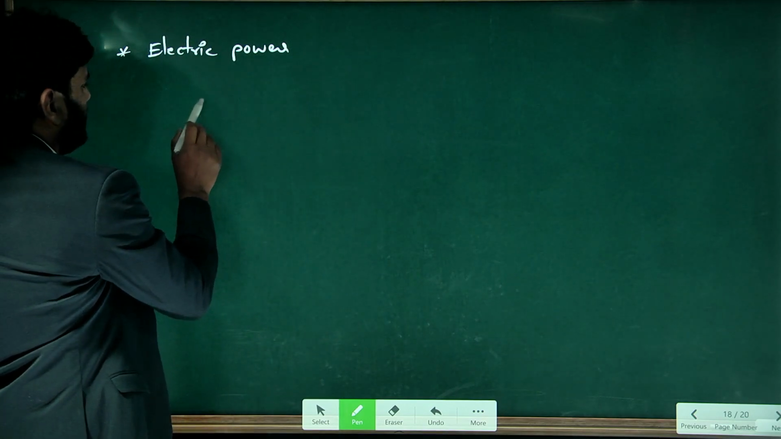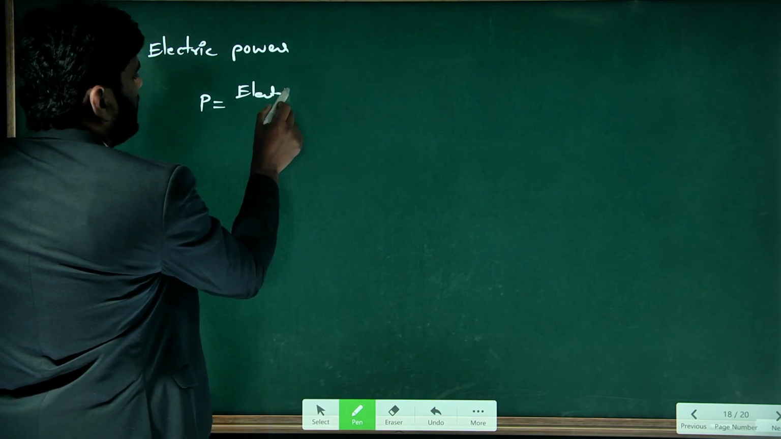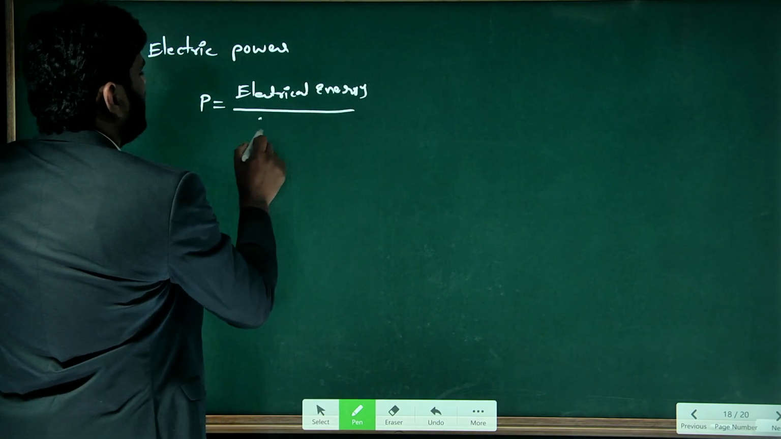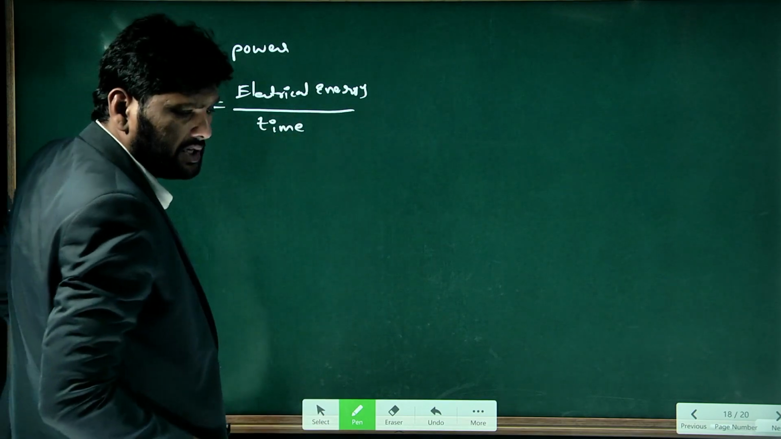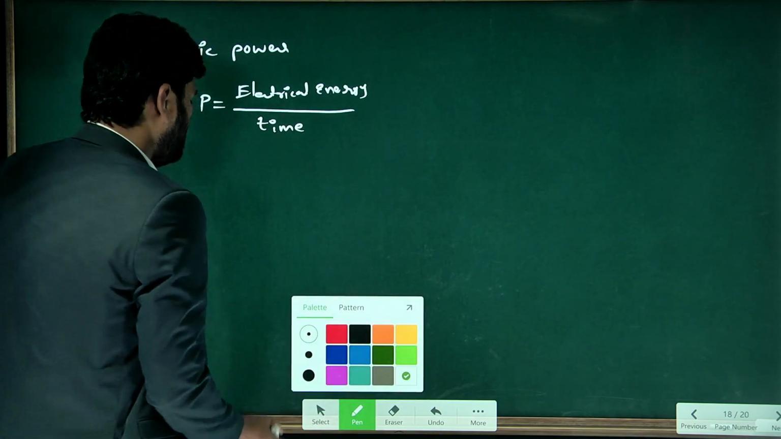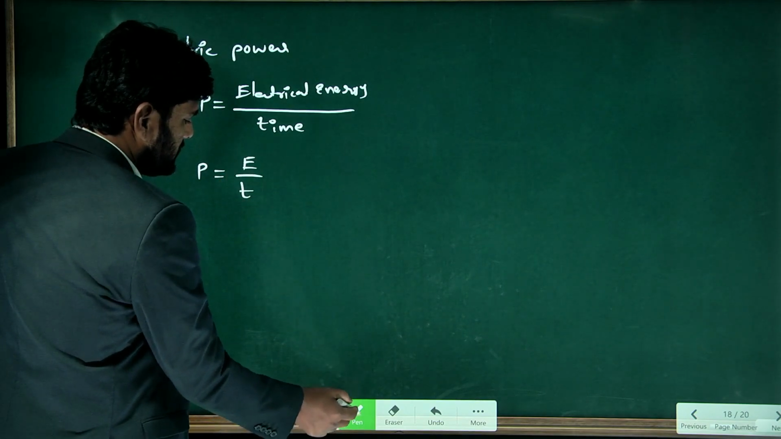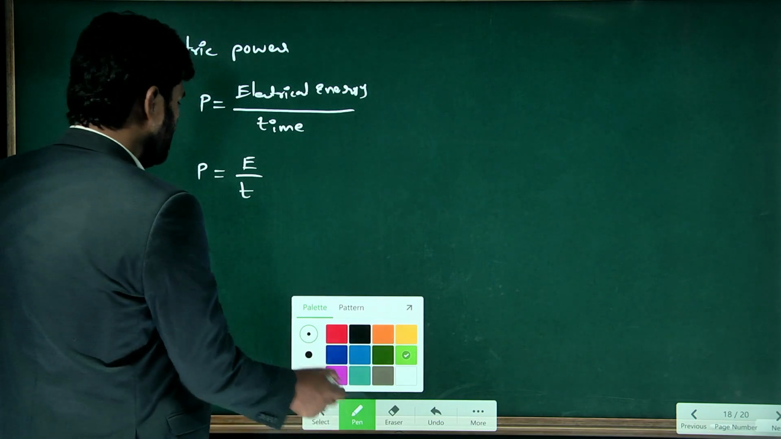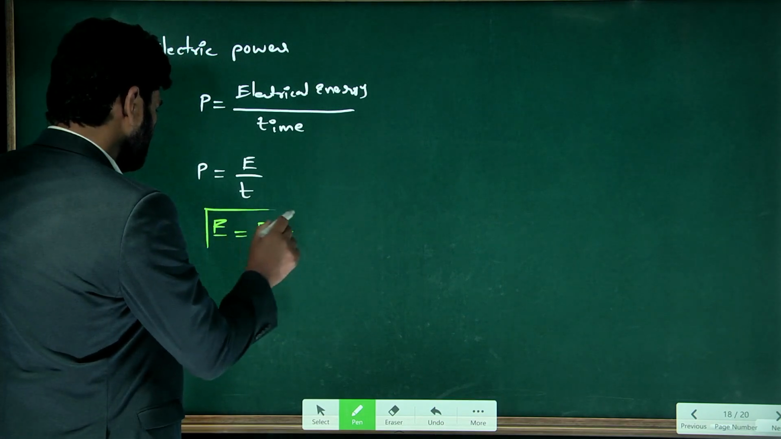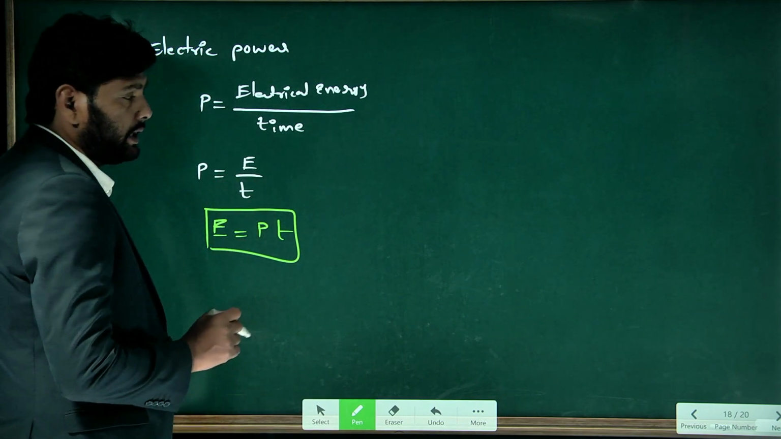The formula for electric power is P equals electrical energy per unit time. Electrical energy consumption per unit time is given as electrical power. So power is equal to E by T. From this formula, I can write electrical energy is equal to power into time. This formula is useful for you.